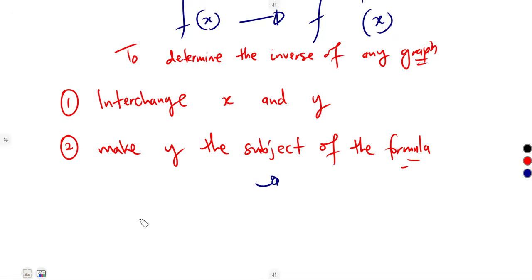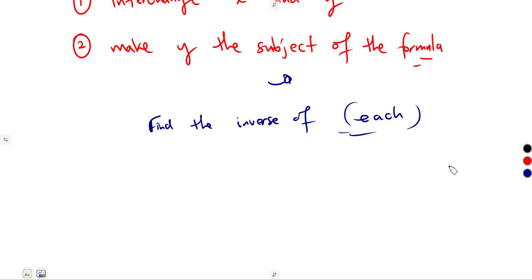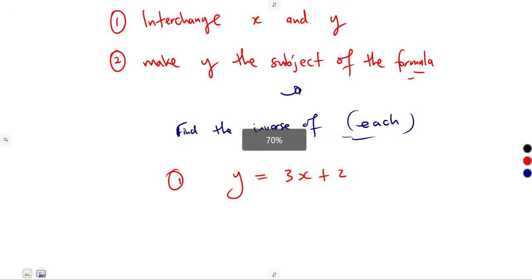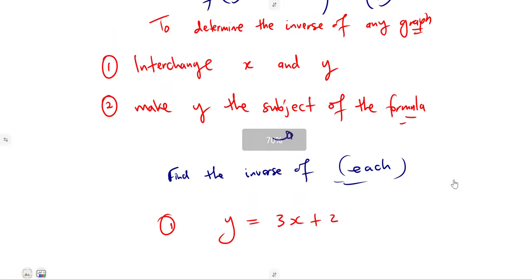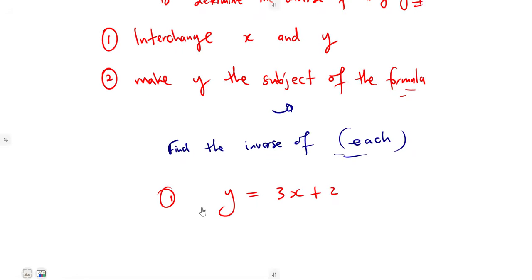we are going to be finding the inverse of each part, of each question that we are going to have from now onwards. All right, let's say we have the original equation given as y is equal to 3x plus 2, a linear function, a straight line, and we want to determine its inverse. The inverse of a straight line is also a straight line. But how can we determine the inverse of this?